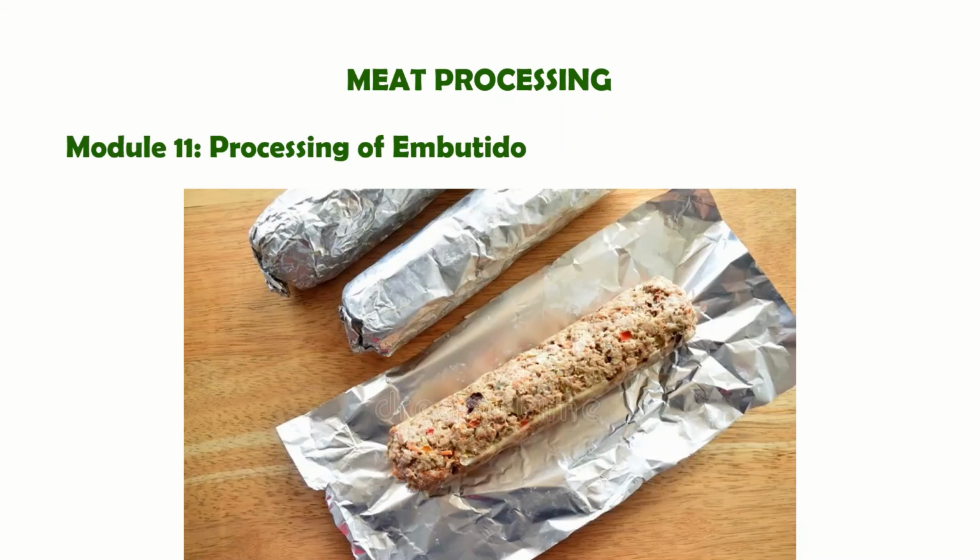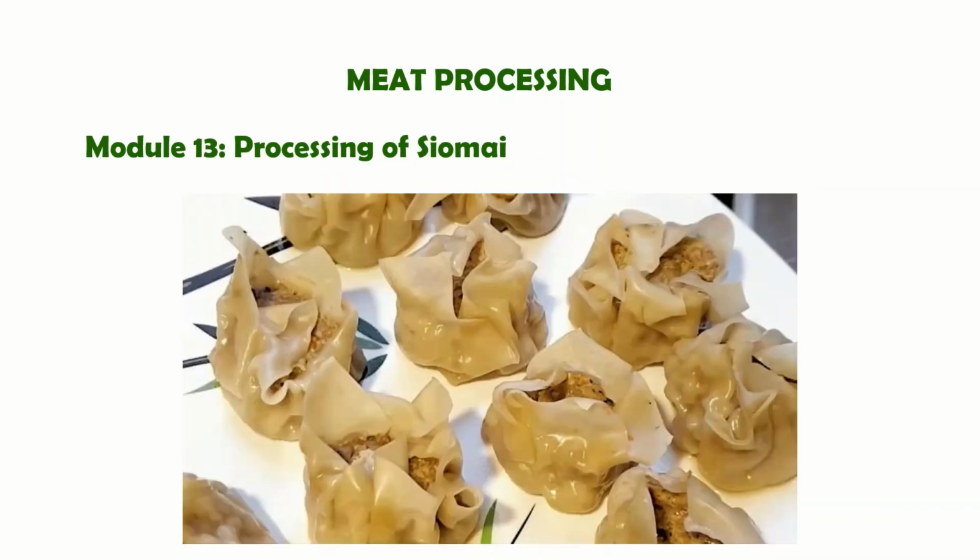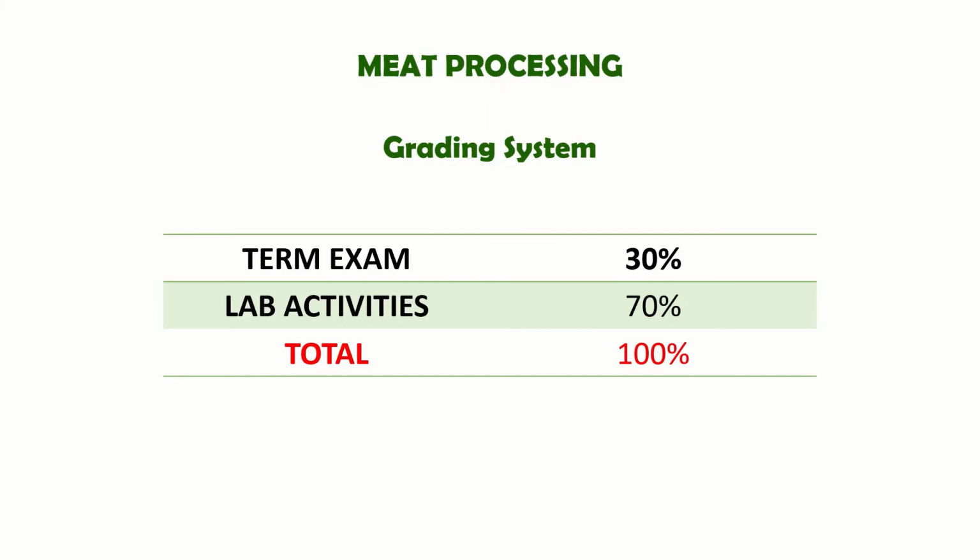Next is for the processing of embutido. Yan. Ang gagamitin ninyo ay ground meat. Okay? For the hamburger, also ground, giniling na dapat. And siomai, giniling na din. And last is the grading system.